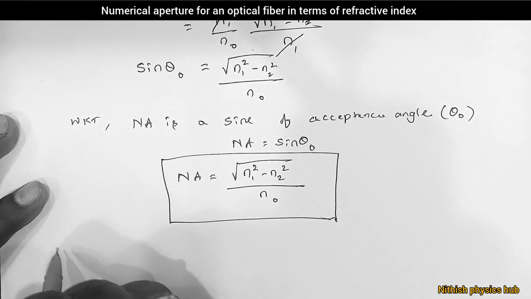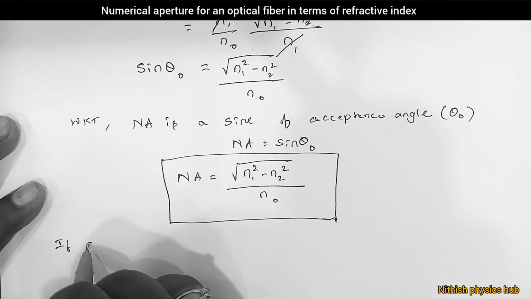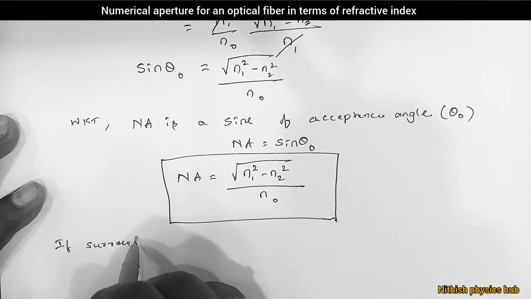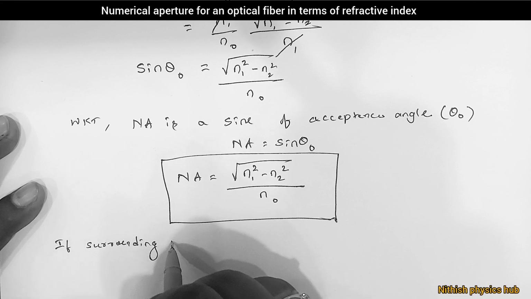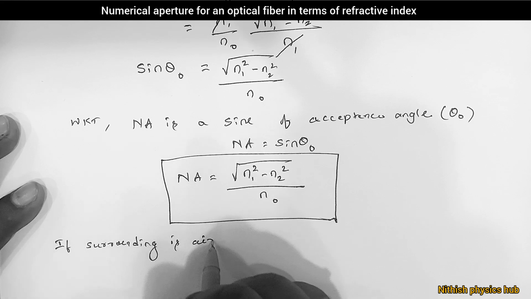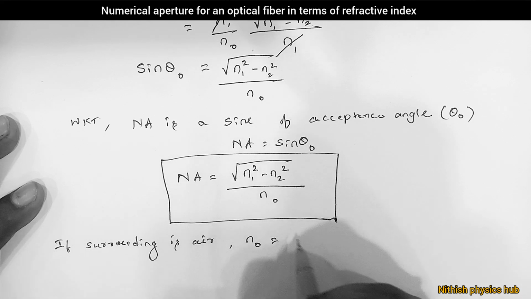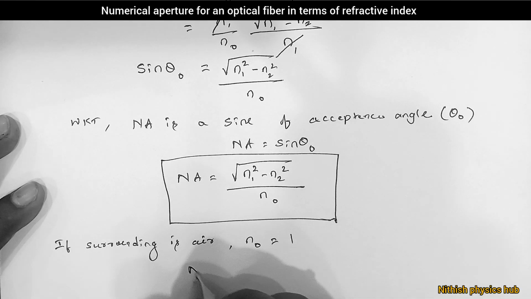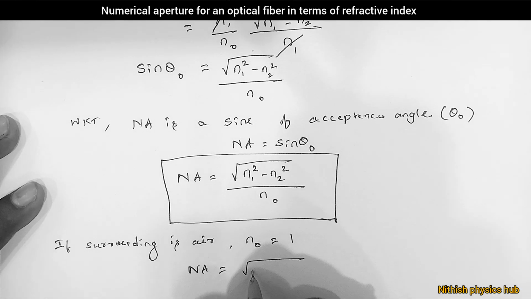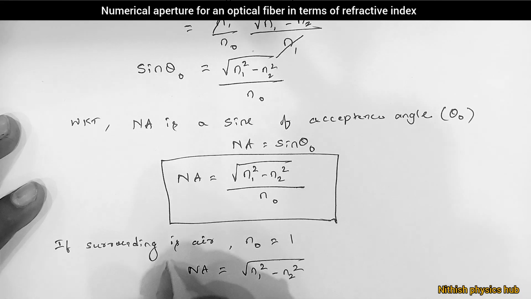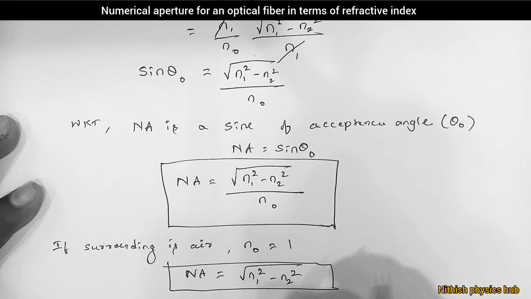Now if the surrounding medium is air, what will be the refractive index of air? The refractive index of air is 1. So numerical aperture can be given as the square root of n1 square minus n2 square. Directly I can write it.